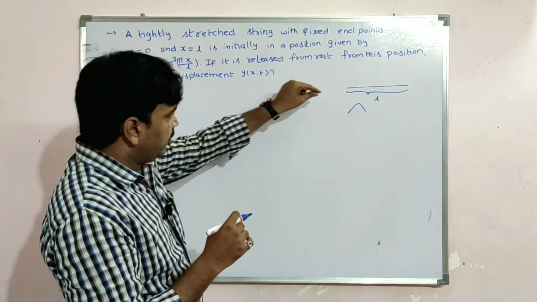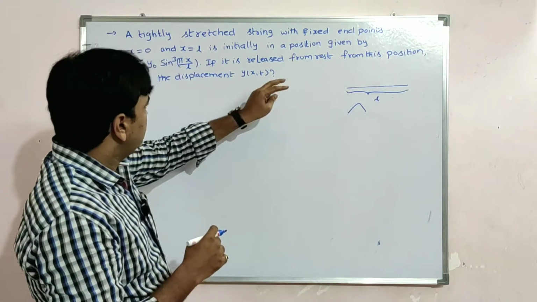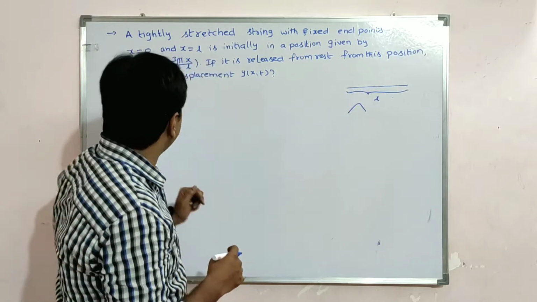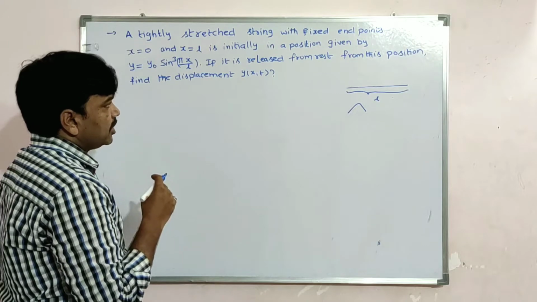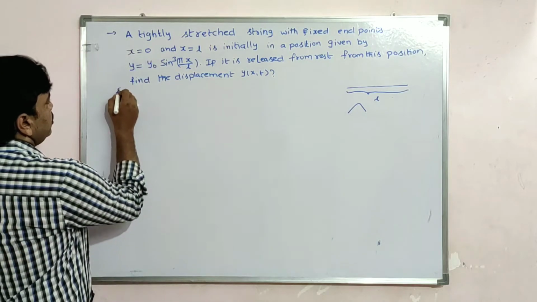If it is released from rest, from this position, find the displacement y at x comma t. So, solution.